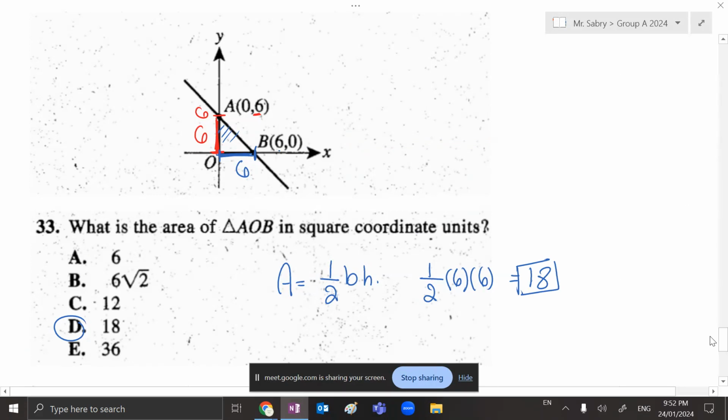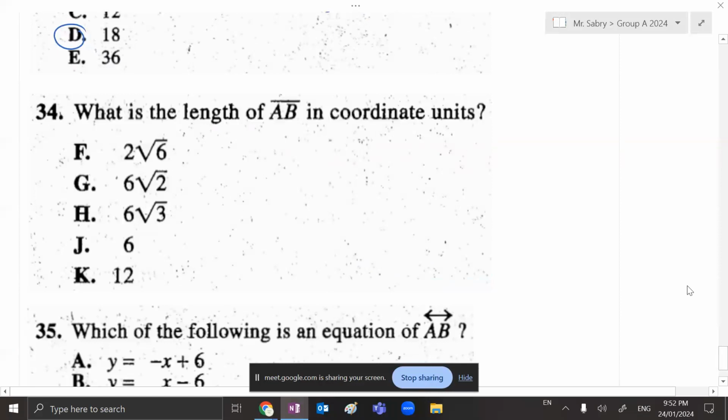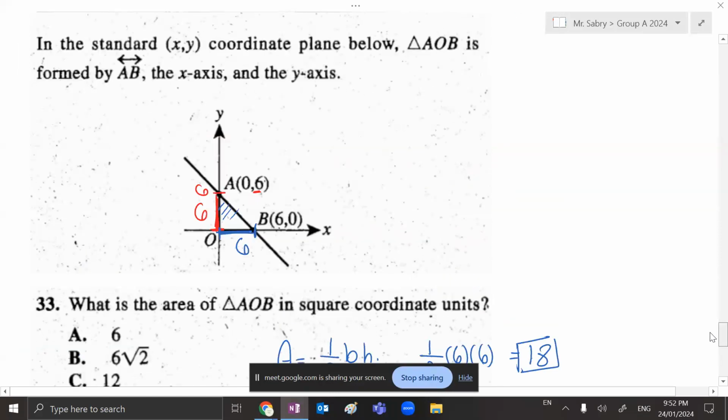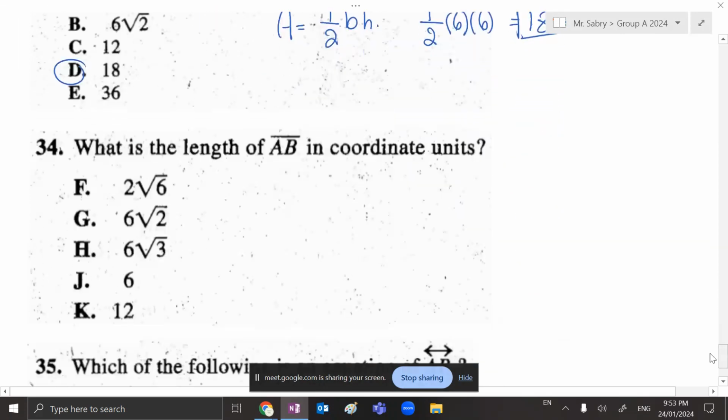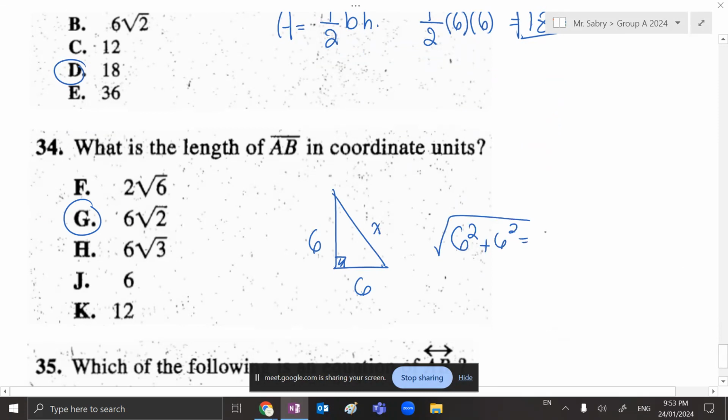Okay. We then have this one, which is the length of AB. Again, because we just said that this is 6 and this is 6, we can use the Pythagoras theorem and say it's 6 squared plus 6 squared under the square root, which has to become 6 root 2. Look at the choices, and it's G. Again, so Pythagoras theorem, I know it's a triangle that looks like this. This is 6, this is 6, and they're looking for the length of that. So I can just say 6 squared plus 6 squared under the root, which is 6 root 2.